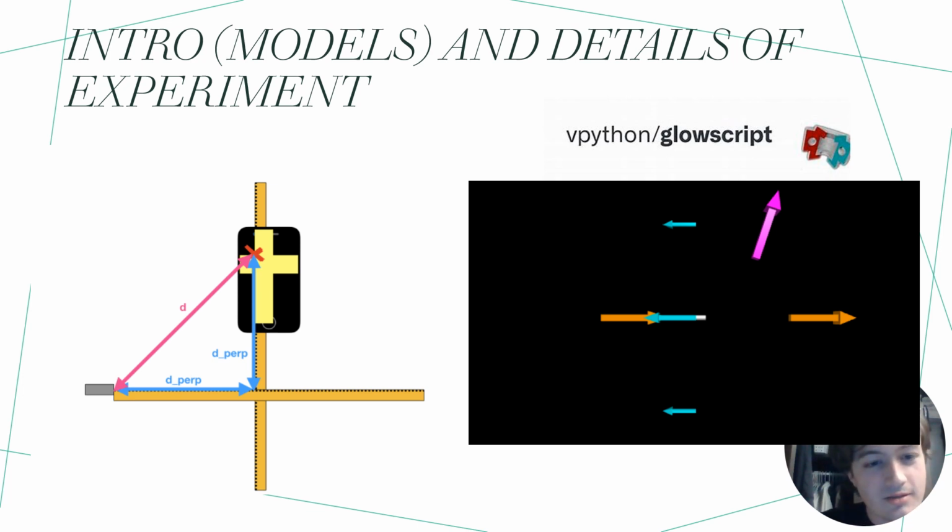So, these are the models. On the left, we have a model of what was being done in real life with my phone and my magnet. And then on the right, we have the GlowScript computational model.